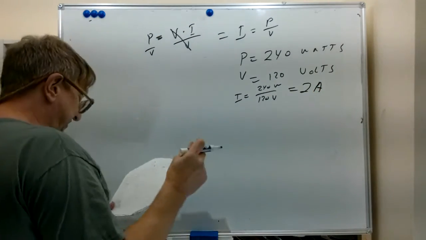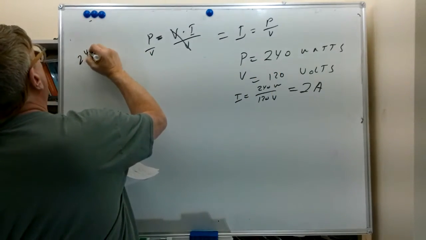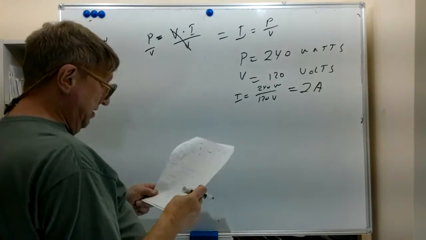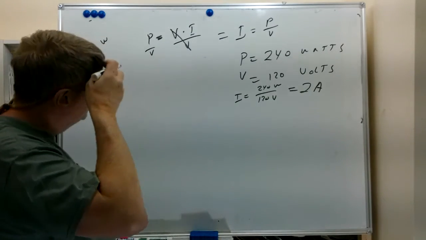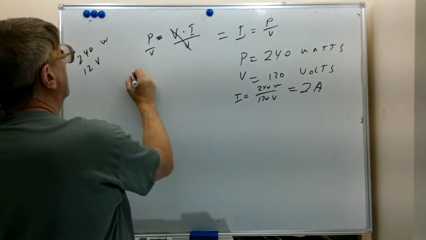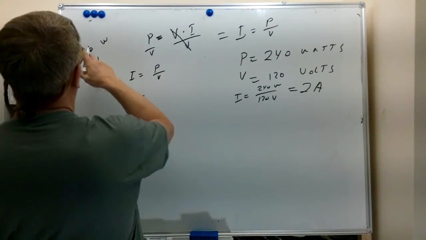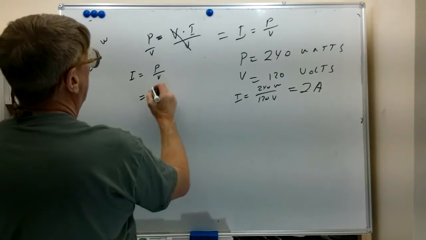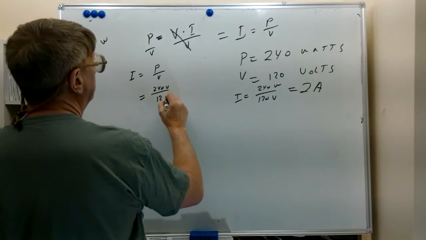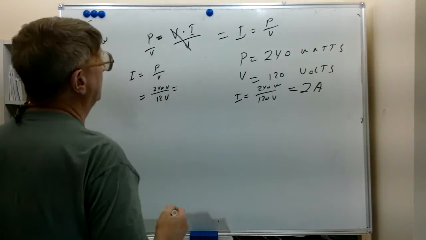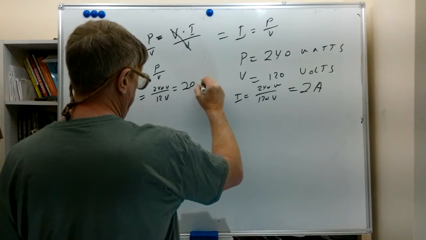Now, if we have a different heater, the same wattage, still a 240 watt heater, but we run that heater on 12 volts rather than 120 volts. We use the same formula. We want to solve for current. We have power over voltage. We'll substitute in our values. Power 240 watts, the voltage 12 volts. And 12 goes into 240 that ends up being 20 amps.